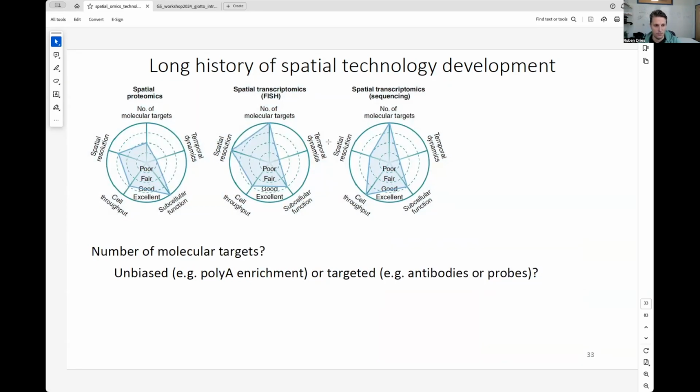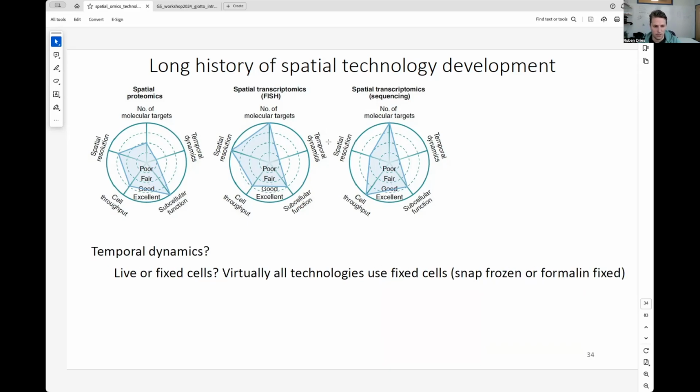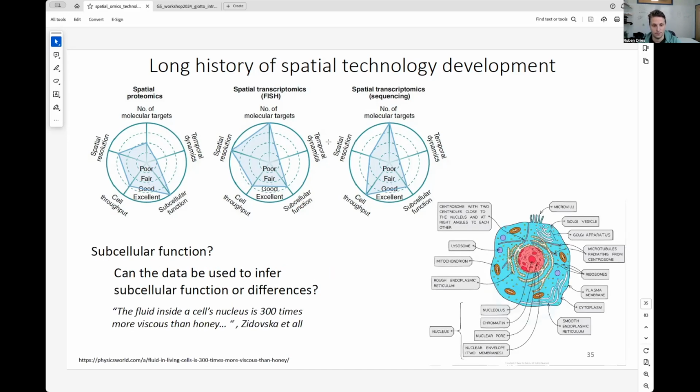Then we have the number of molecular targets. Is it completely unbiased, for example, poly-A enrichment based, or is it more targeted? Do you need specific targeted probes, like antibodies to identify proteins or specific gene probes to identify genes? What are the temporal dynamics? Is it live or fixed cells? I can tell you that almost all technologies right now use fixed cells, and that can be snap frozen or formalin fixed. Can we assess subcellular function?